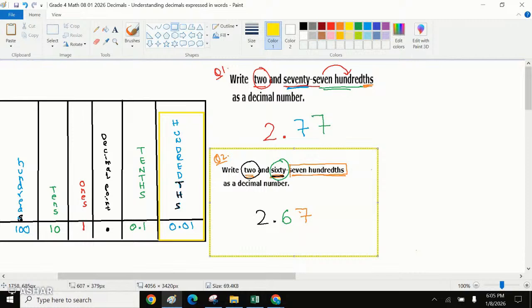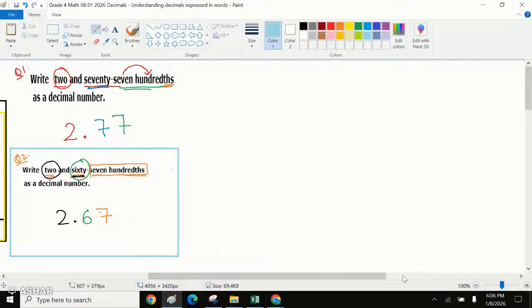Do we have any question regarding this? Okay, no. Let's look at the next question. We'll just try to keep it very simple and see what possibilities there are with different types of numbers. Write 5 and 5/10 as a number. In question number 3, they're asking us to write this as a decimal number. Question number 3 says 5 and 5/10.